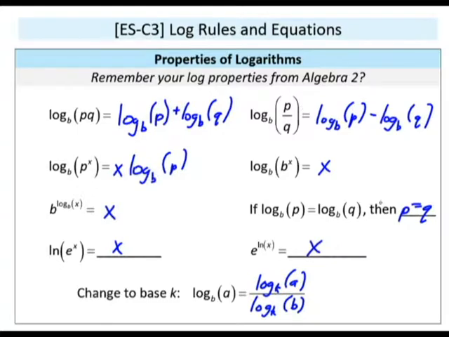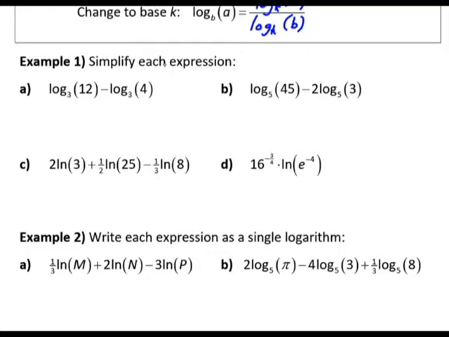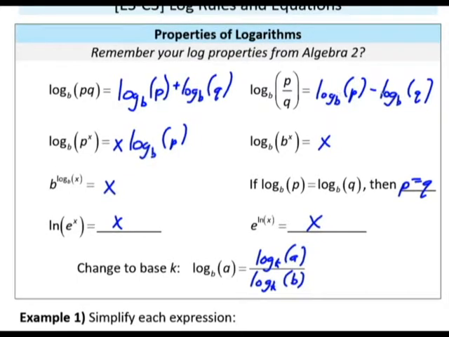These log rules are somewhat abstract, so we're going to start by doing some examples where we make it very concrete. We have a difference in logs. That's going to be our quotient rule. When we have a difference of logs with the same base, that's the same as the log of the quotient.